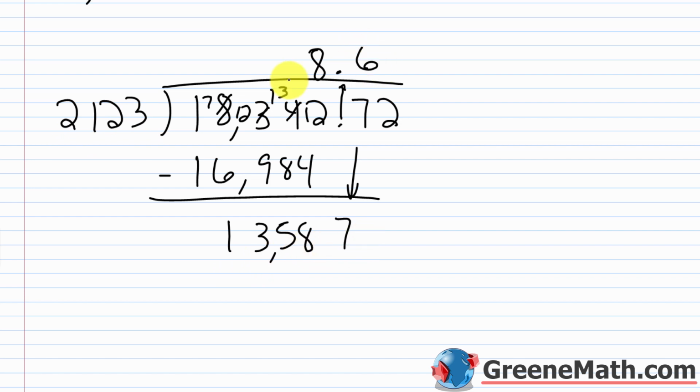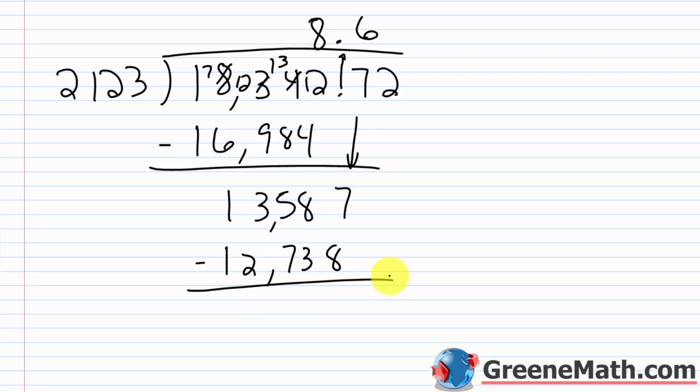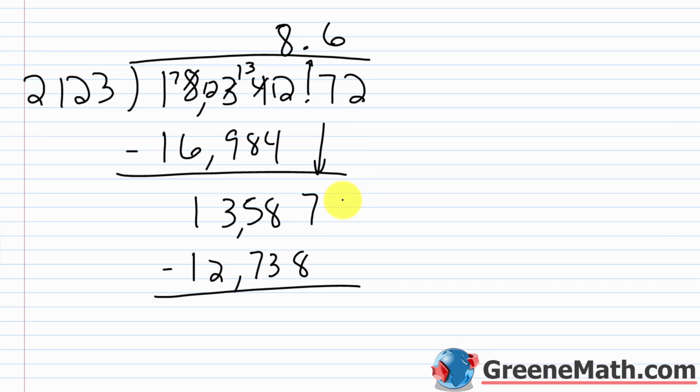6 times 2,123, again, is 12,738. So now we want to subtract. And let me just move this over a little bit. So I'm going to borrow here to start. This will become 7. This will become 17. 17 minus 8 is 9. 7 minus 3 is 4. Borrow again. 15 minus 7 is 8. 2 minus 2 is 0. 1 minus 1 is 0. So basically I have 849. And I'm going to bring down this 2 here. So I get 8,492.